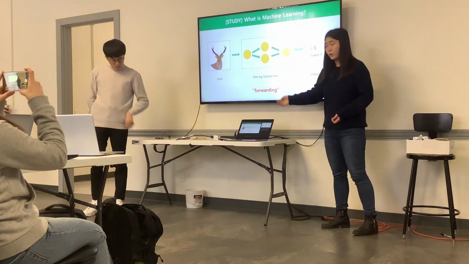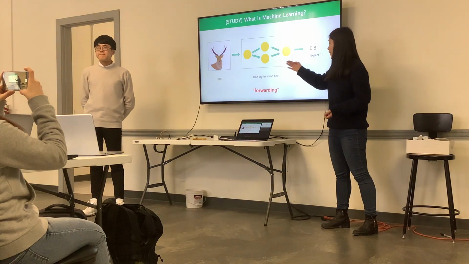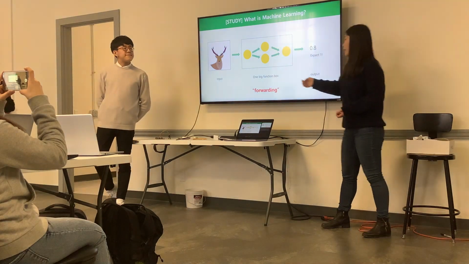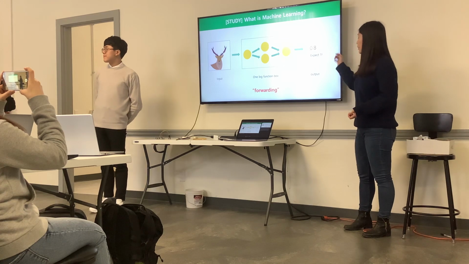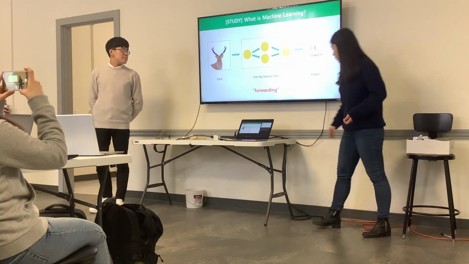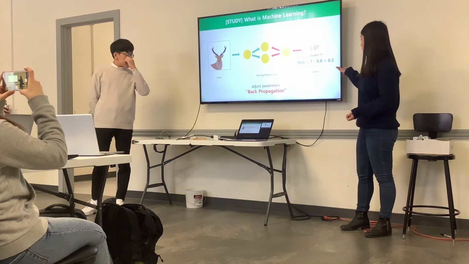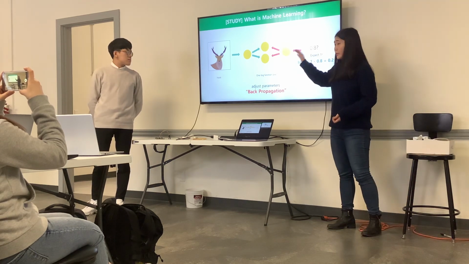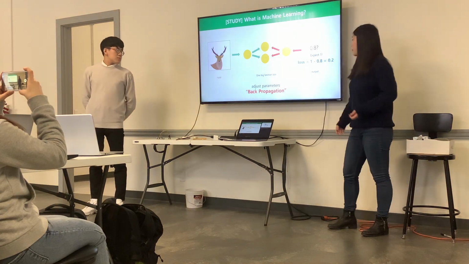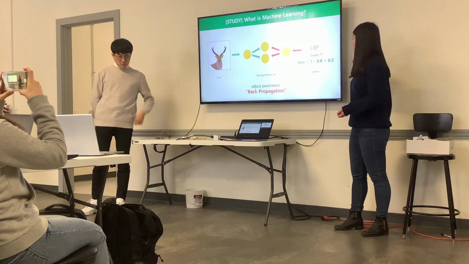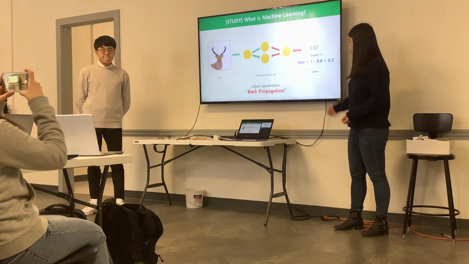This process is called forwarding. And because it is a deer detector and it is a deer image, it should say 1, because it is deer. But we got only 0.8, so there is some loss here. And by using this loss, we will adjust these parameters, and this process is called backpropagation. And backpropagation helps this model to have optimal parameters to do our task.